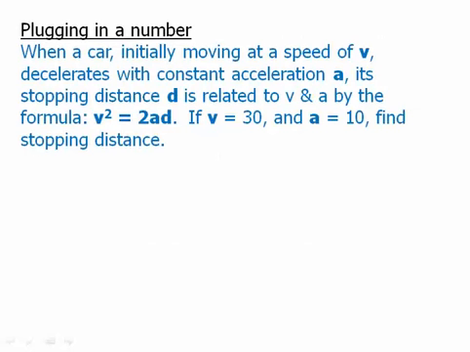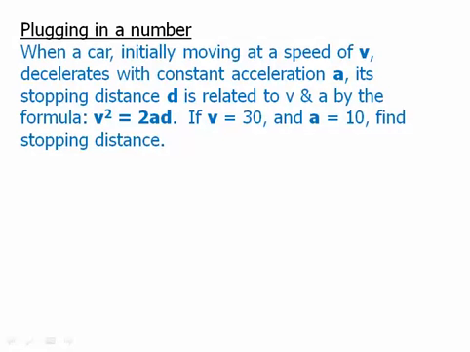Here's a plug-in number question. Pause the video and then we'll talk about this. Okay, when a car, initially moving at a speed of v, decelerates with a constant acceleration a, its minimum stopping distance d is related to v and a by the following formula.